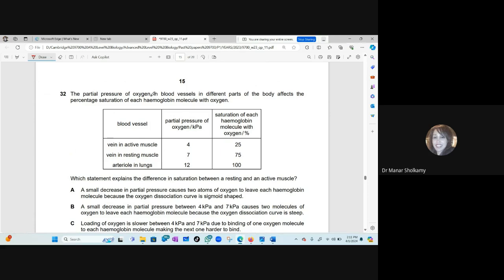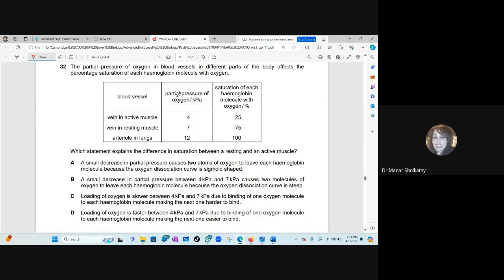The partial pressure of oxygen in blood vessels in different parts of the body affects the percentage saturation of each hemoglobin molecule. So we have different blood vessels. We have an active muscle and a resting muscle and an arteriole in the lungs, and the partial pressure of oxygen is increasing, obviously. And the saturation also is increasing as the partial pressure is increasing.